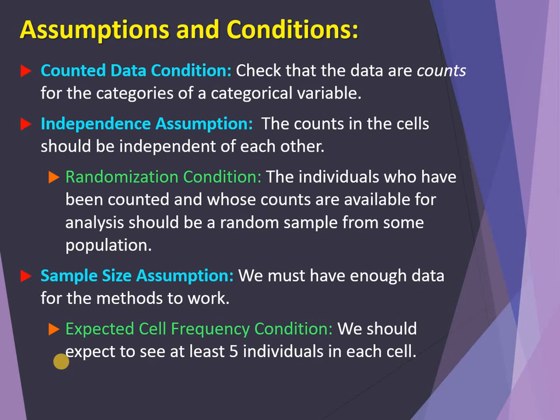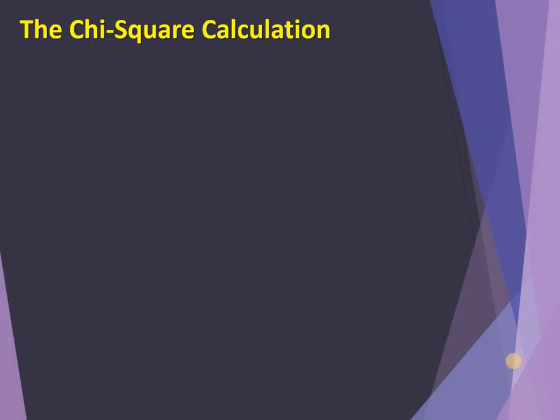Questions so far? So the big things here that are different from our other tests: for chi-squared, we want data to be counts, and our expected cells have to be bigger than 5. All right. So how do we calculate chi-squared?